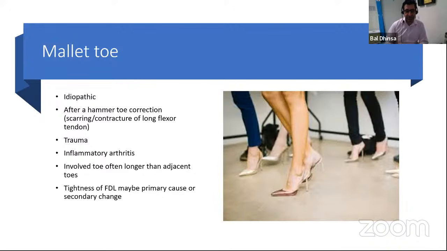We know there's tightness of the FDL that's seen with this, but we don't know whether this is the primary cause or a secondary change. And that's where we need to clarify whether it's dynamic or static, to decide whether it's worthwhile releasing the flexor tendon with the treatment options.